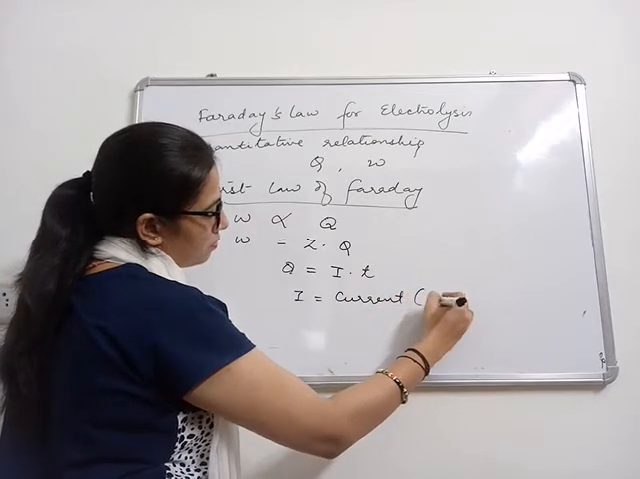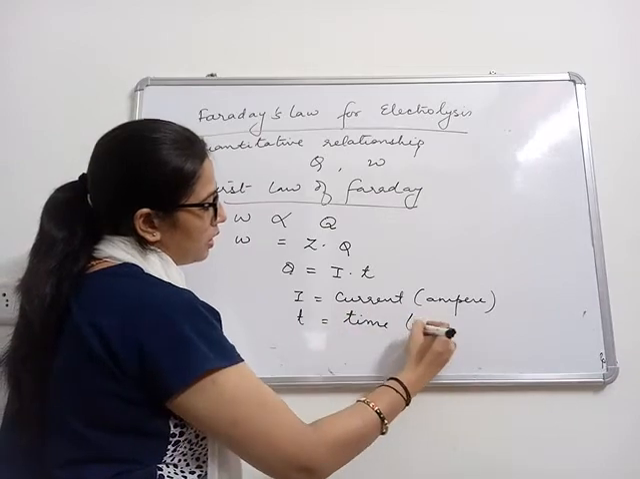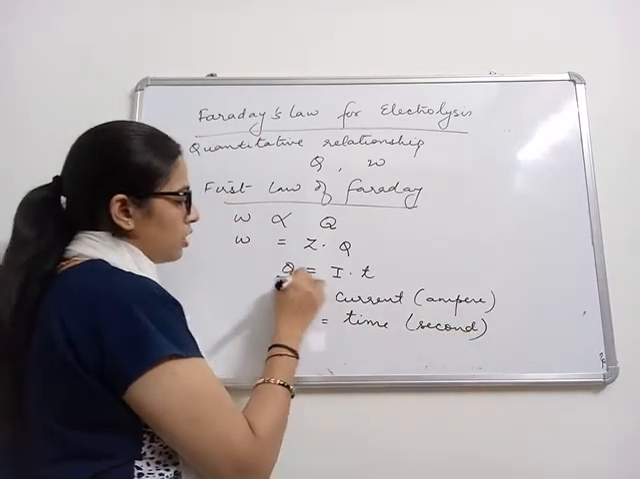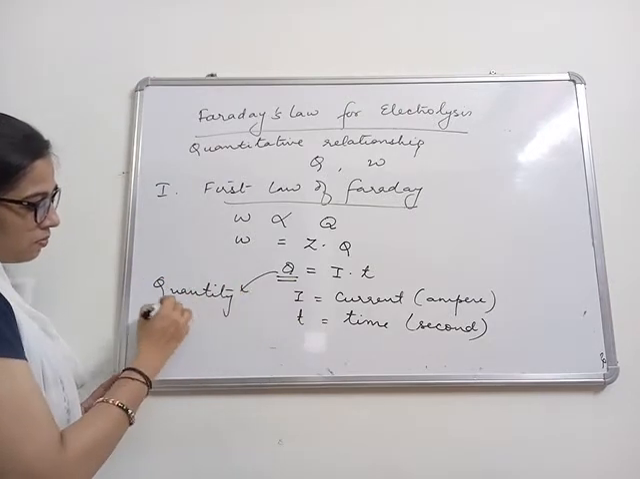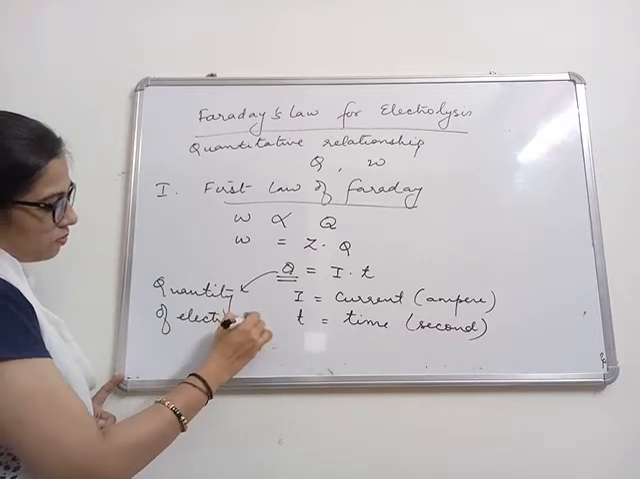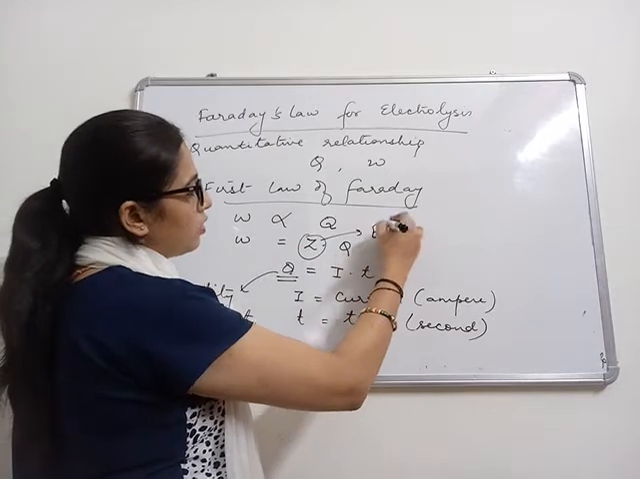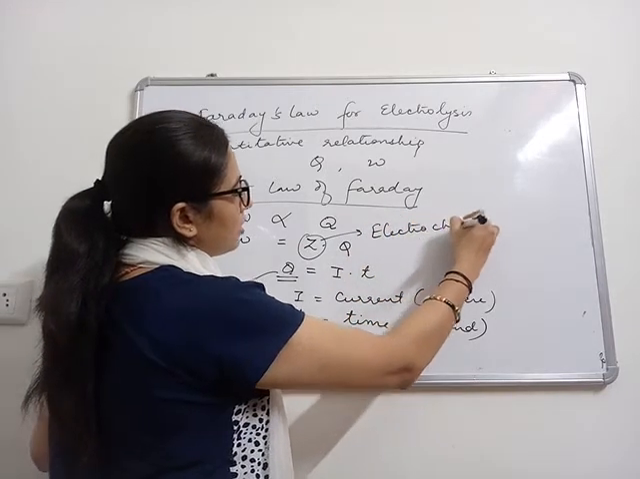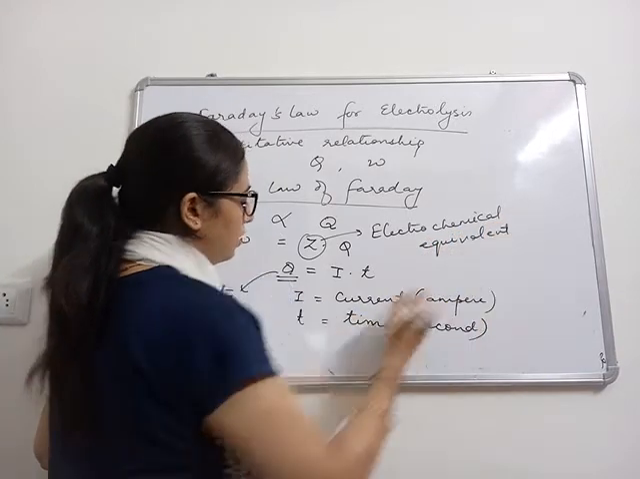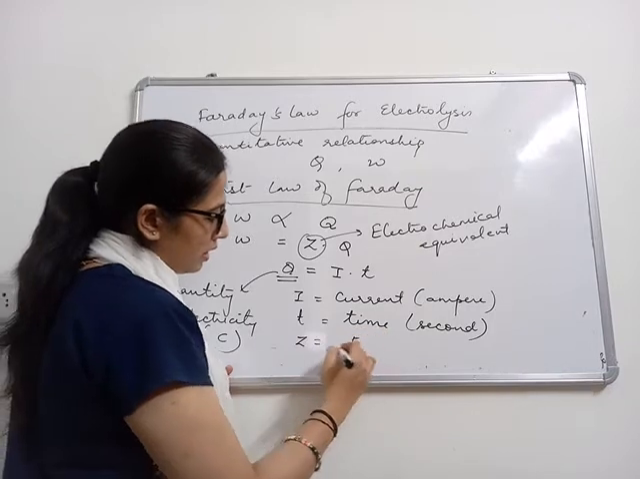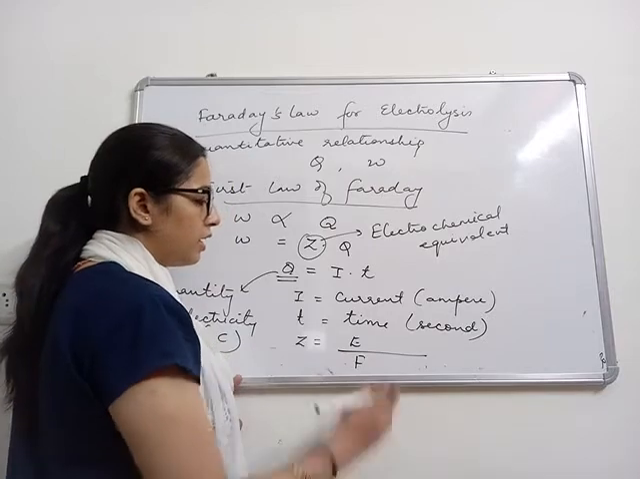I is the current in ampere, and t is the time for which the current passed, in seconds, and Q is the quantity of electricity, that is in coulomb. Z is the proportionality constant called the electrochemical equivalent, and this Z is equal to the equivalent weight upon Faraday's constant.